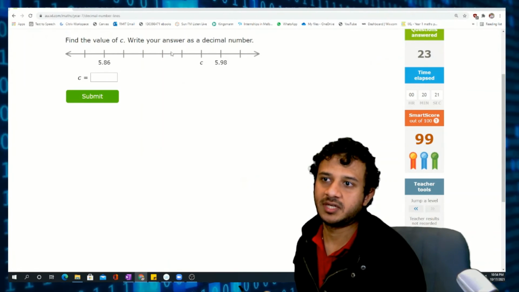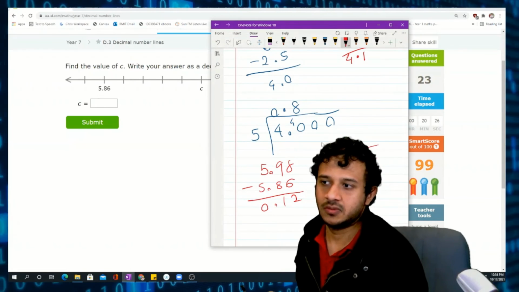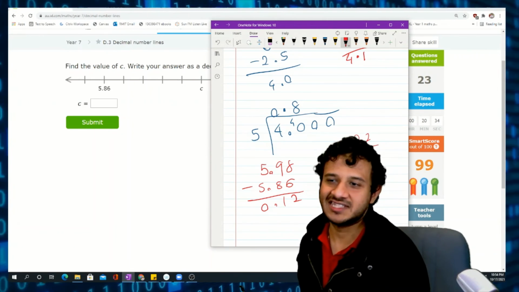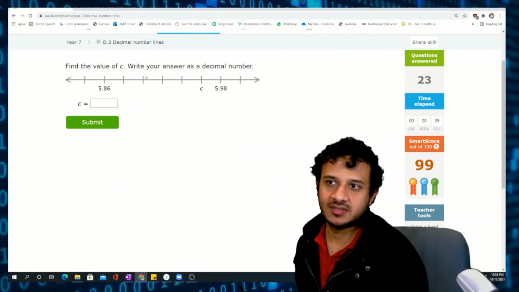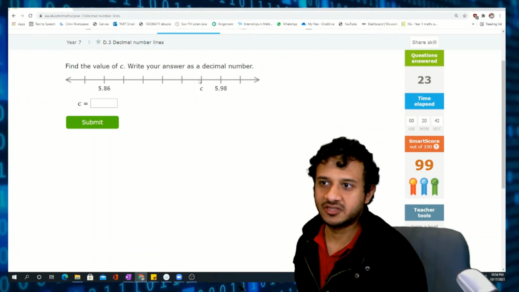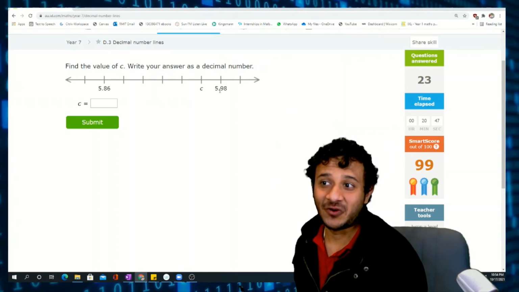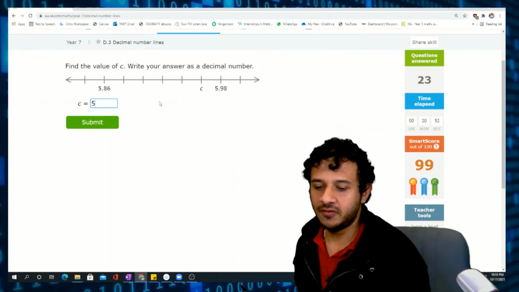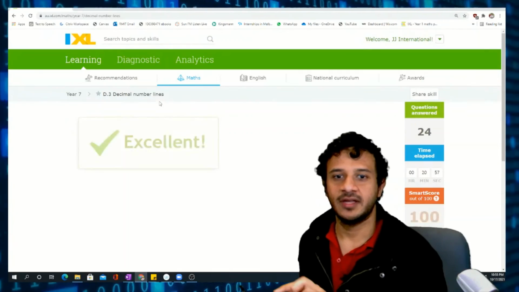1 gap, 2 gaps, 3 gaps, 4 gaps, 5 gaps, 6 gaps. 6 gaps are there. So divide by 6. How many 0? What comes here? 1 goes here. 2. 0.02. I was guessing that. Okay. Now, either you can go by 0.02 plus 0.02 plus 0.02, or you can go backwards by taking away a 0.02. So 5.98 take away 0.02 will be a 5.96. Very good if you thought about that. Good job. And then we are done.